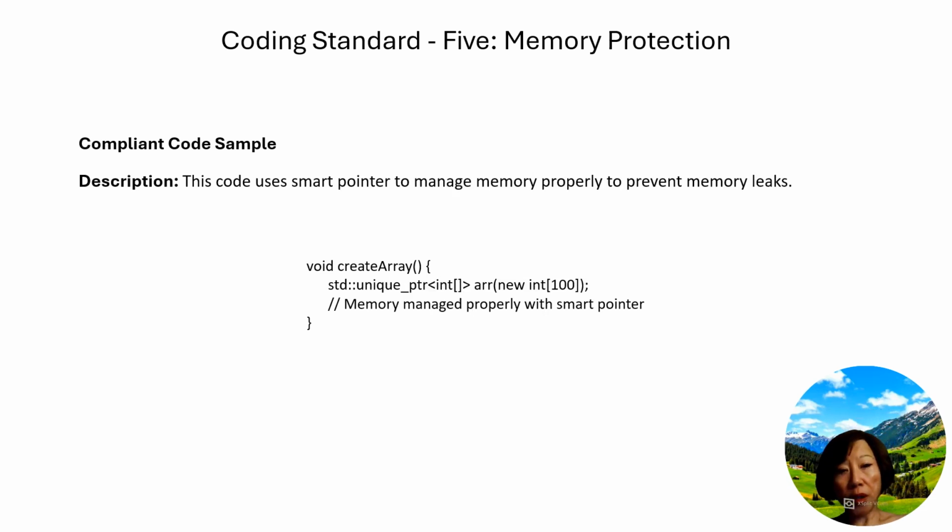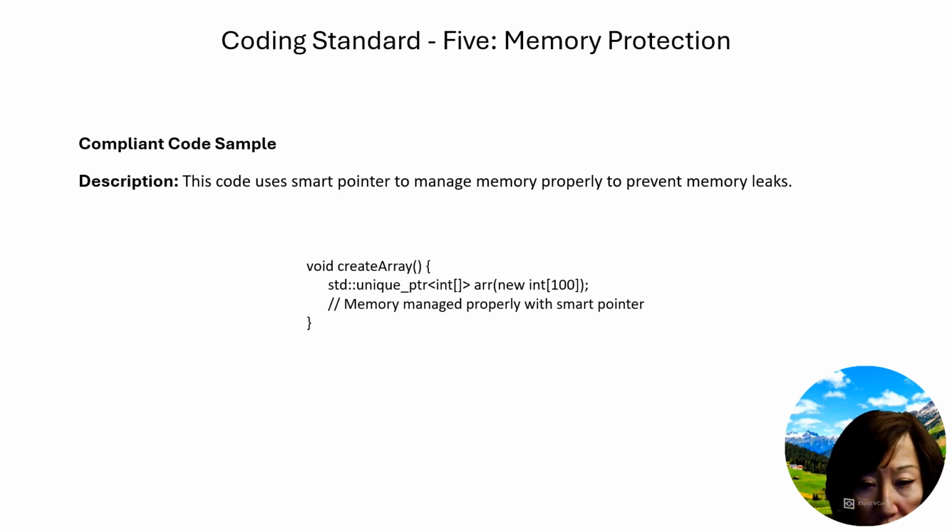Now, this is a much better way to do it. This code here uses a smart pointer. C++ has smart pointers, and there could be other equivalent features in other programming languages. But the concept here is, if you use smart pointers, they will manage memory properly for you to prevent memory leaks. You don't have to delete the allocated memory because it will know how to deallocate it and release the resources for you after it's no longer in use or if it is out of scope.